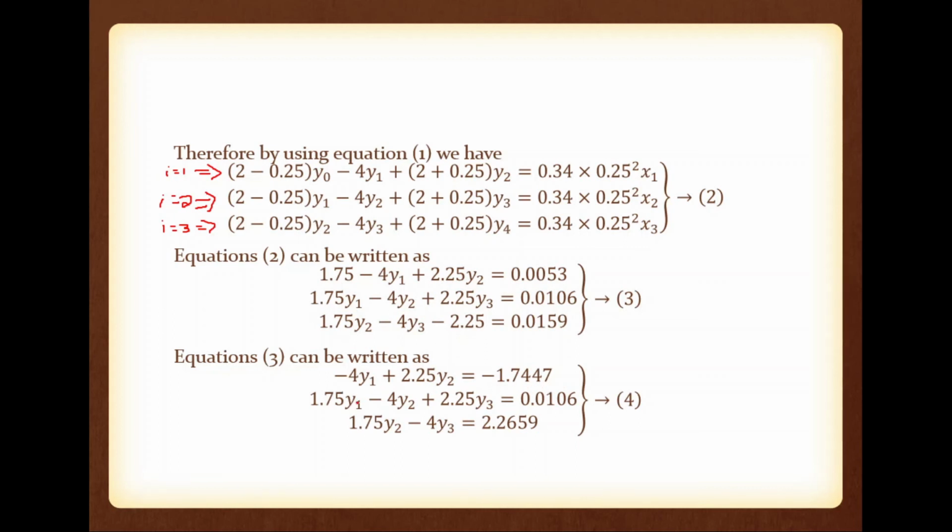Second equation, there is no change in second equation. 1.75y1 minus 4y2 plus 2.25y3 equal to 0.0106. What about third equation? 1.75y2 minus 4y3 equal to, so after moving this one we have 2.25 plus 0.0159. So here we have 2.2659. So this is equation number 4.